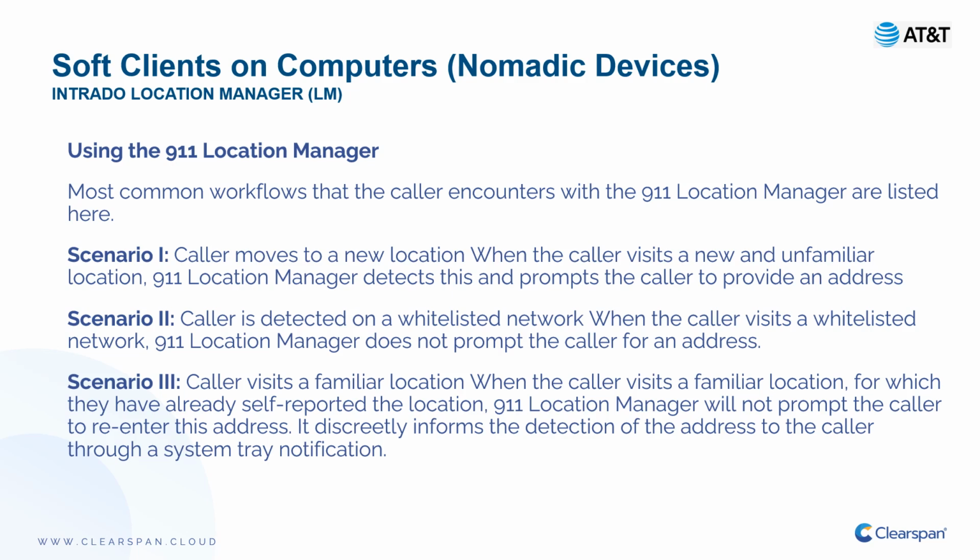In Scenario 2, the caller is detected on a whitelisted network. When the caller visits a whitelisted network, the Location Manager does not prompt the caller for an address. Scenario 3, the caller visits a familiar location, and when the caller visits this location, for which they've already self-reported the location, Location Manager will not prompt the caller to re-enter the address. It discreetly informs the caller of the detection of the address through a system tray notification.